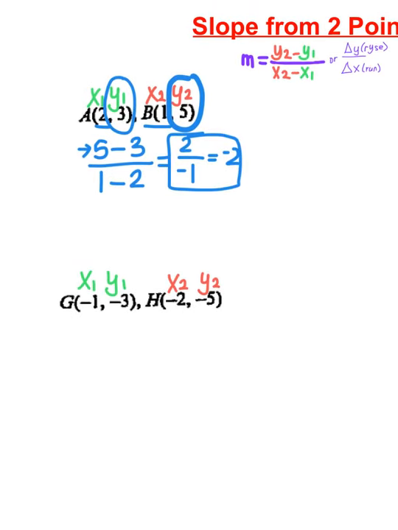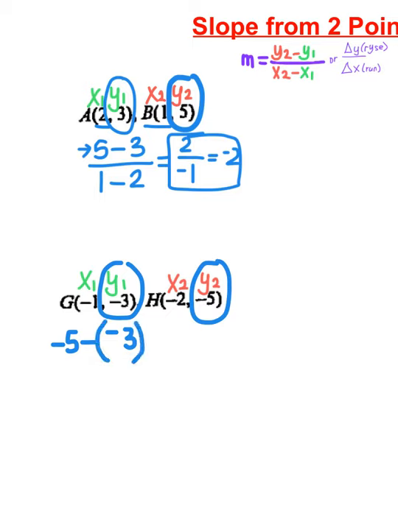So here I can see my formula still up at the top. Starting with the y2. y2 is negative 5 minus, then my y1, negative 3. So you can see right here, if I'm not careful, I might accidentally just write negative 5 minus 3, but it's negative 5 minus whatever your y1 was. And so then x2 is negative 2 minus your x1 of negative 1.